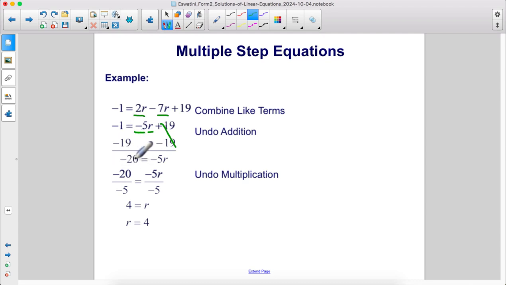So now we have negative 20 equals negative 5r. Divide both sides by negative 5. And look, those negative signs are going to cancel. 20 over 5 is 4. Then you can flip the whole thing around if you'd like, so that it says r equals 4.